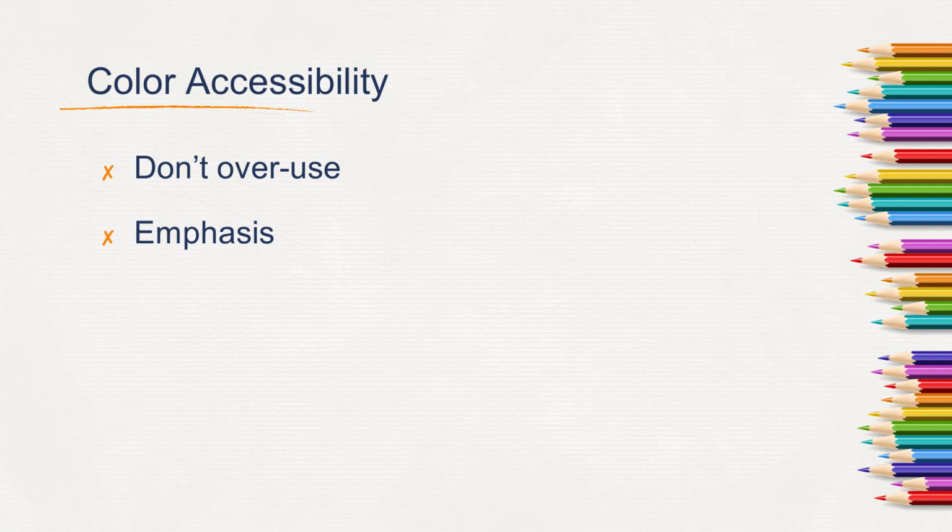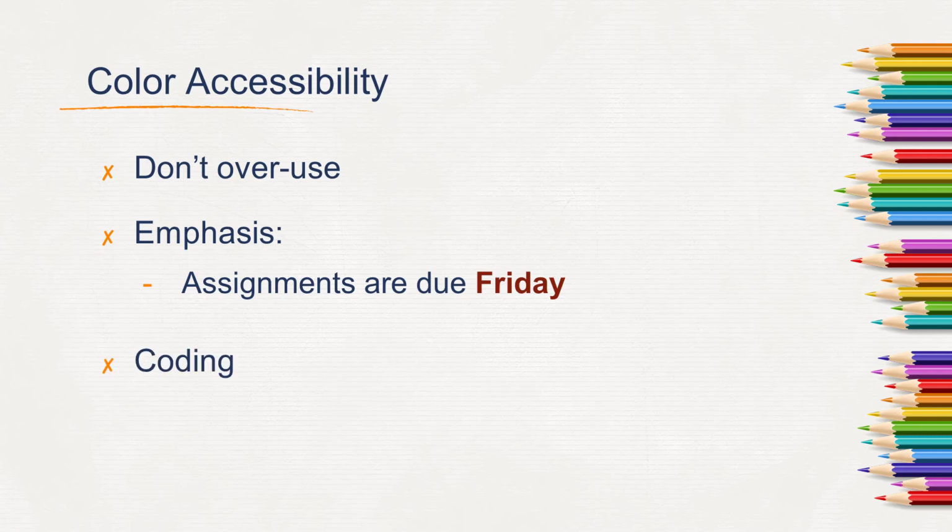Since we're talking about color, we'd like to remind you of a few guidelines, as not all of your students will be able to see colors the same way. First, try not to overuse color, as that can become very distracting. Second, if you are using color for emphasis, be sure to also use another form such as bolding the text. Third, if you're using color to color code elements, have some other non-color cue such as a letter system.